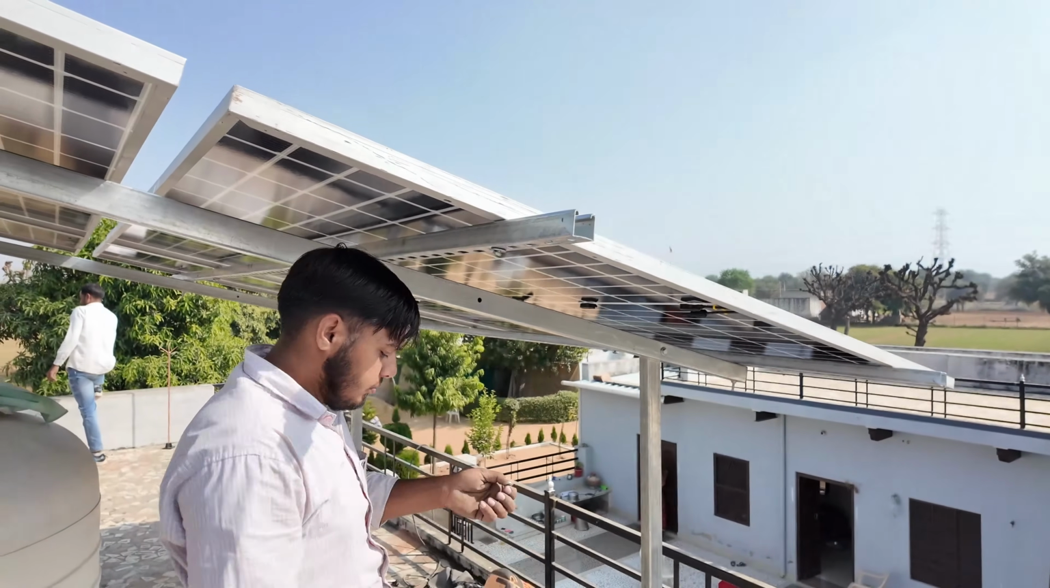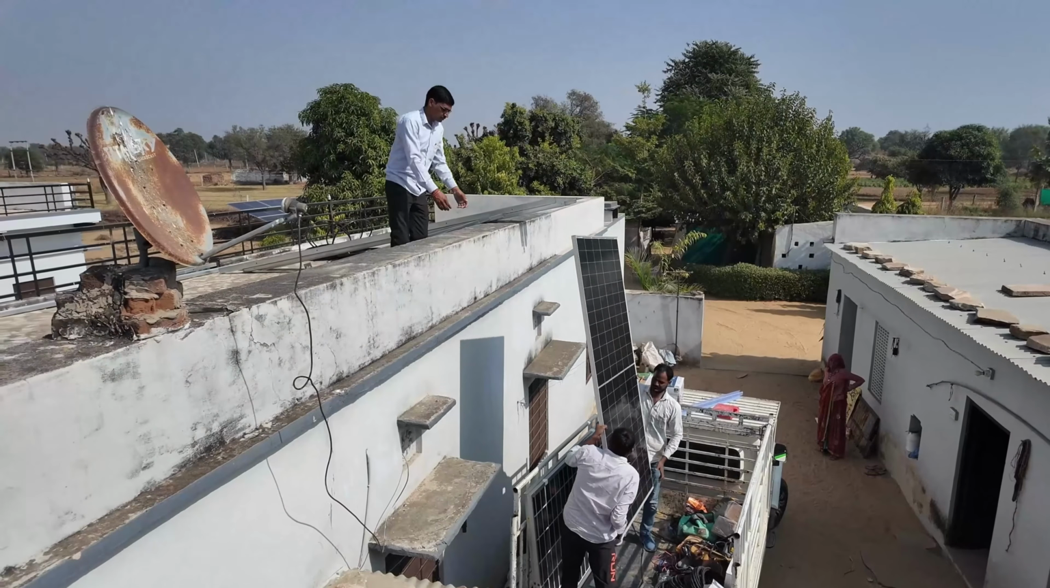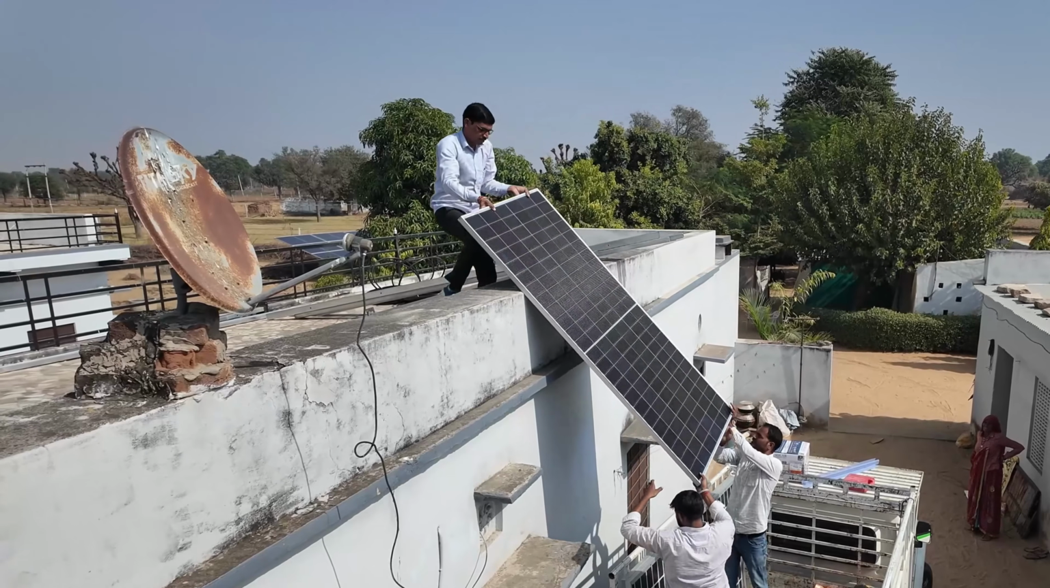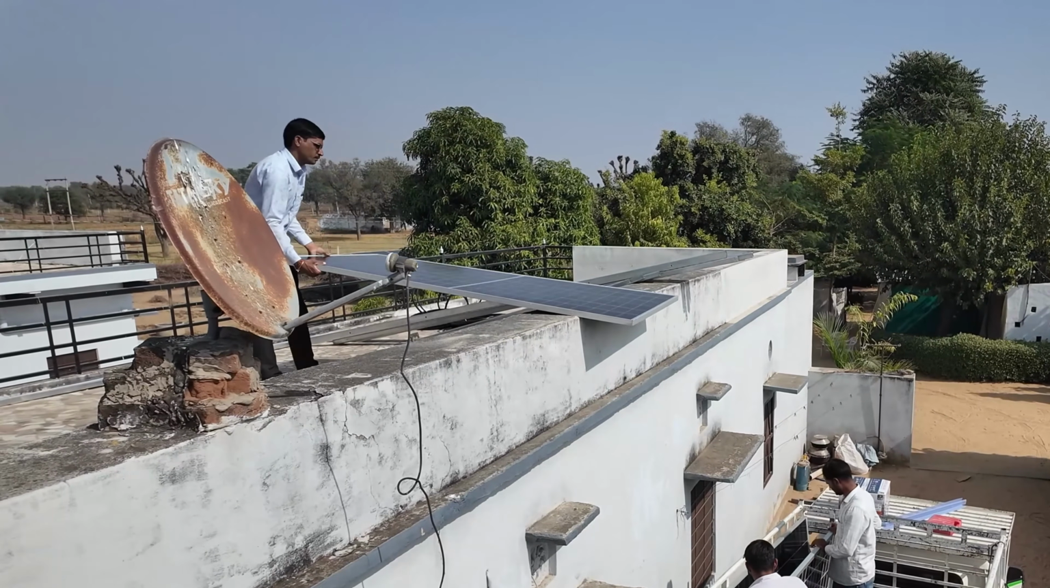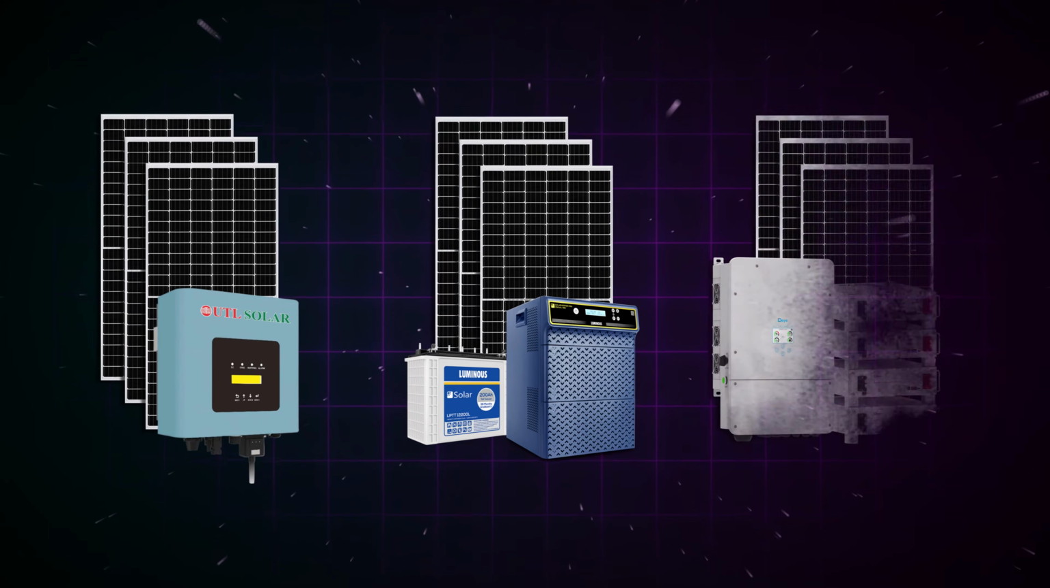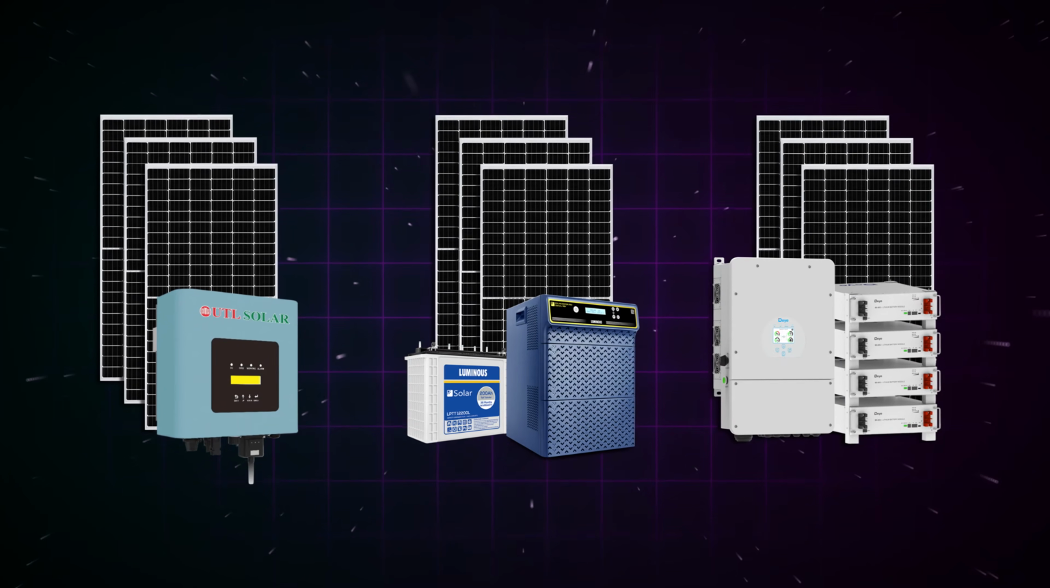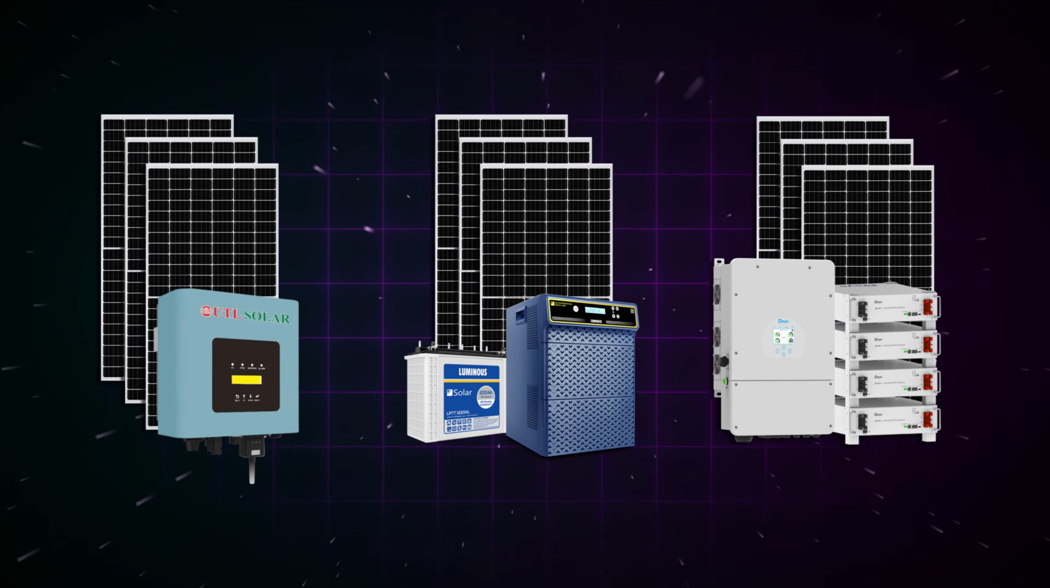The price of a solar system depends on many factors. The biggest factor is the type of products you are using inside the solar system. You see three types of solar systems in the market: on-grid, off-grid, and hybrid. So first you have to find out which one of these three is suitable for you. Only after that you should check the price of a solar system.